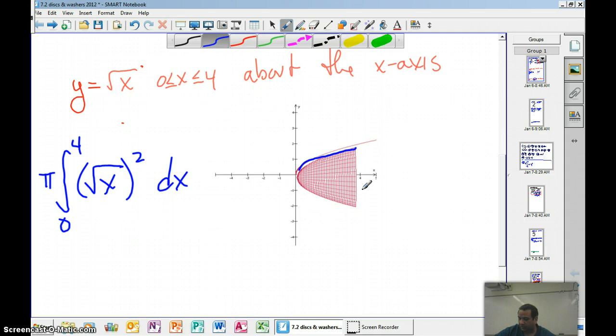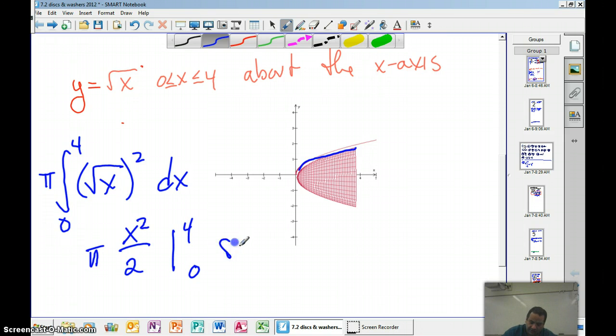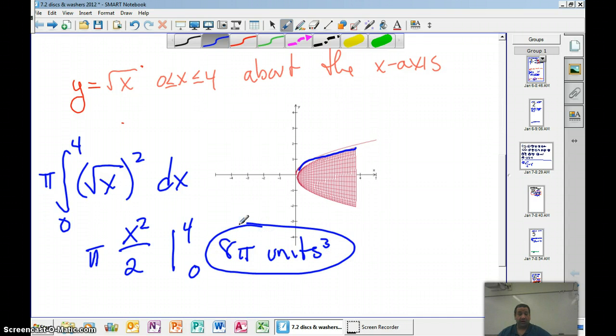So to do this problem, it's not too bad, because the square and the square root undo each other, so this is going to be pi times x squared over 2, evaluated at 4 and 0. Well, at 0, it's nothing. At 4, it's just 8 pi. So this is 8 pi cubic units. Done. I know I made it look easy, and I promise you I'll give you some practice that's a little bit easier.